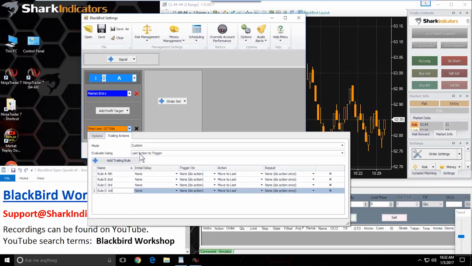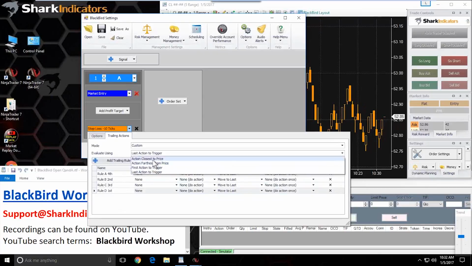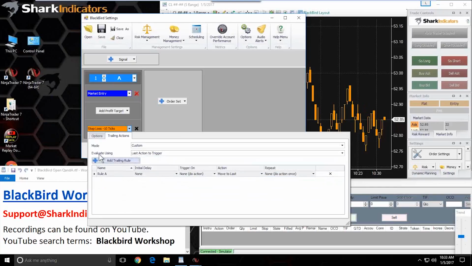So another way of saying it, this evaluate using option is kind of like a tiebreaker. Exactly. You could say that this evaluate using becomes a tiebreaker rule setting. Okay, so I think we got the evaluate using covered pretty well here.